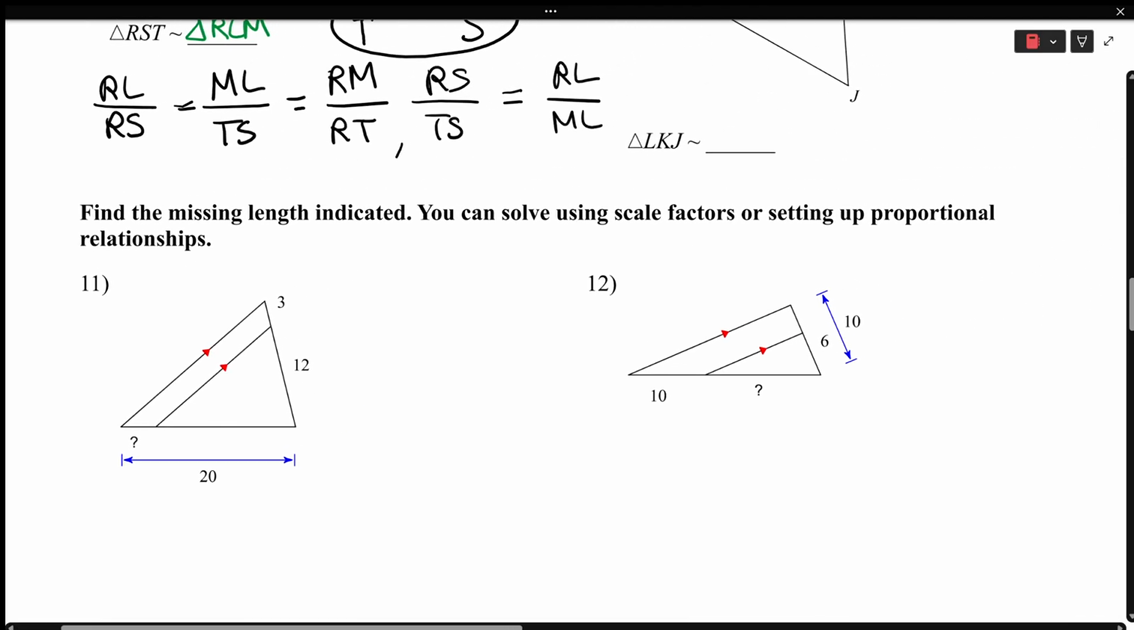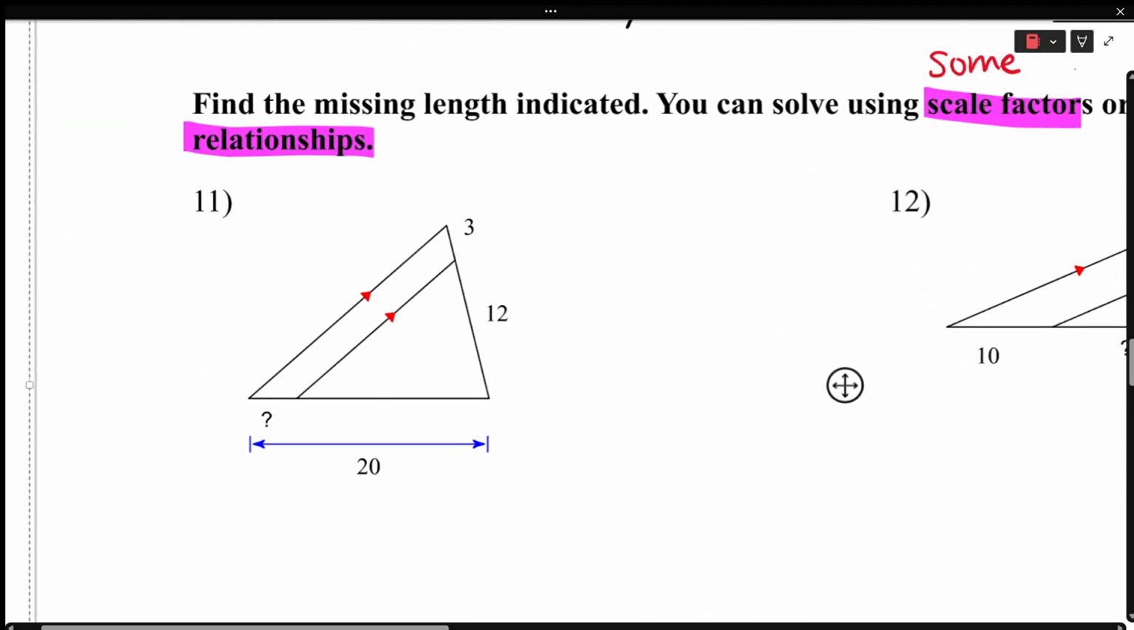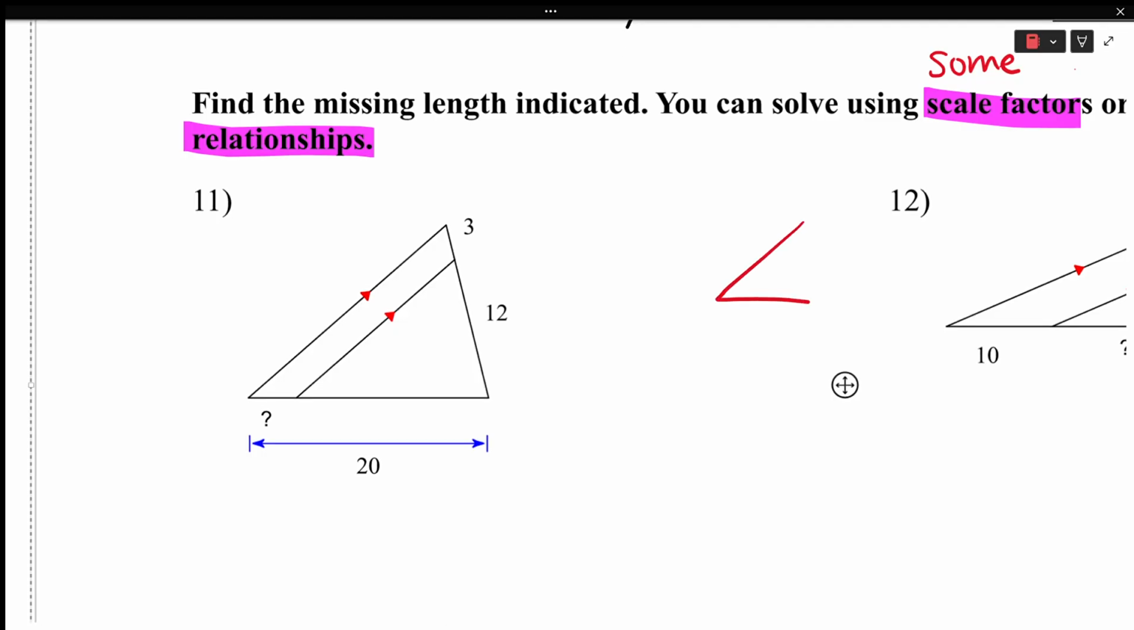You can solve these using 2 different methods, using the scale factor method or proportional method. Scale factor works for only some problems, but proportional works for all your problems. So I would definitely remember how to do both of them because you need to know how to use the scale factor, but it's also easier to set up your proportions. So again, I like to start these problems by drawing the triangles separately.